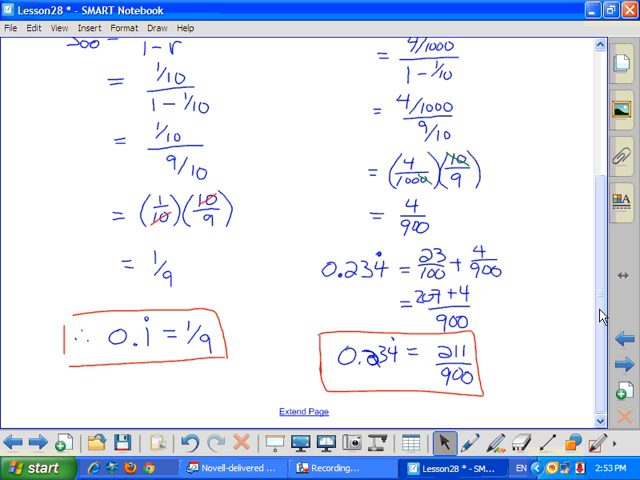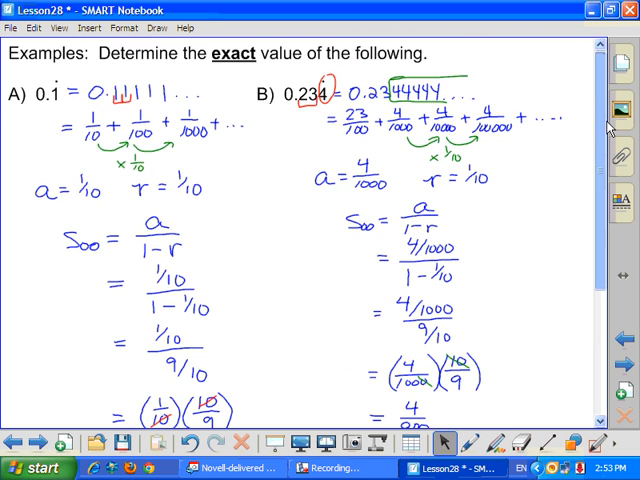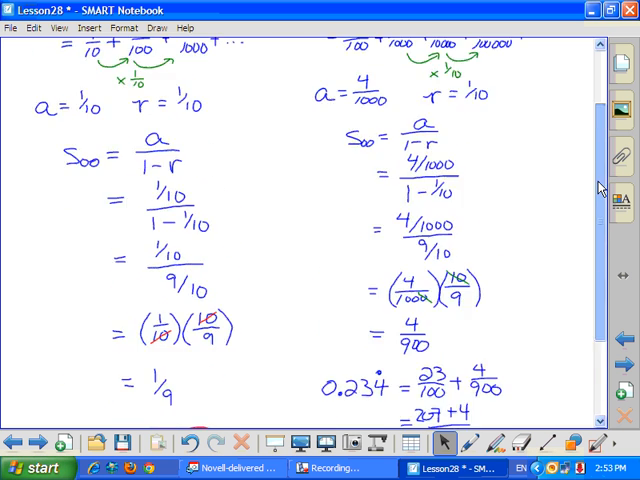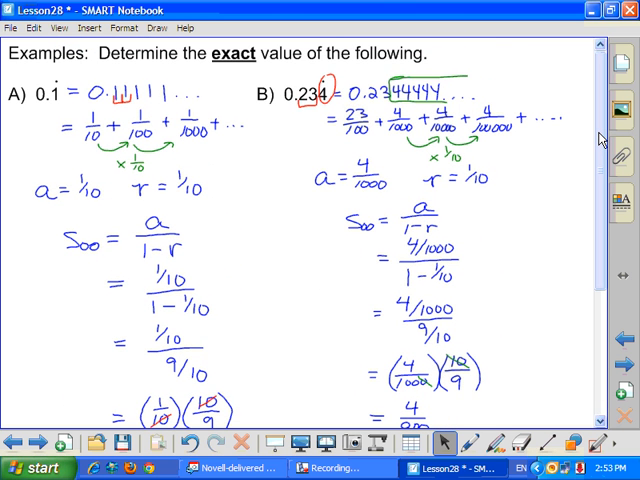And you always check that with the calculator, just to double check you got it correct. So this process allows us to change repeating decimals that before you weren't able to convert into fractions.